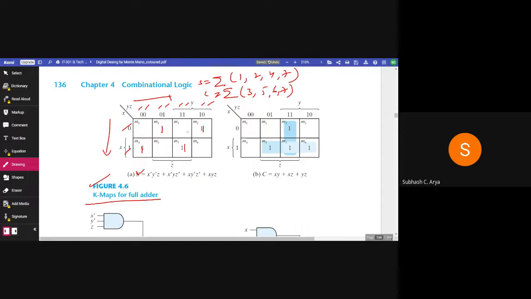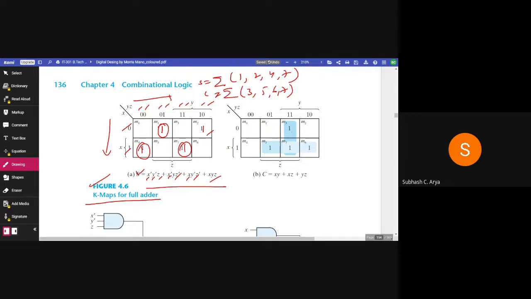there's no possibility of making any pair, group of 2 adjacent ones or 4 ones, something like that. All are in isolation. We have to write it simply like this. For this you can see x bar, y bar, z, and for this x bar, y, z bar, and for this x, y bar, z bar, and for this x, y, z. So there is no further simplification. So we write exactly like that.